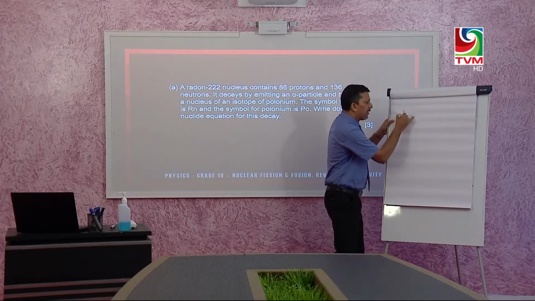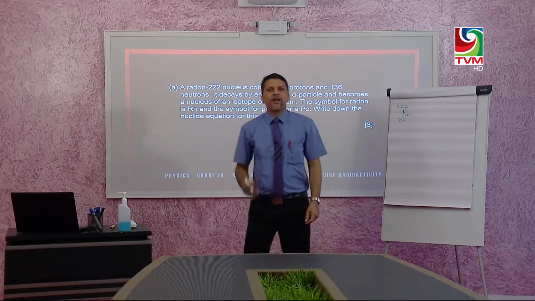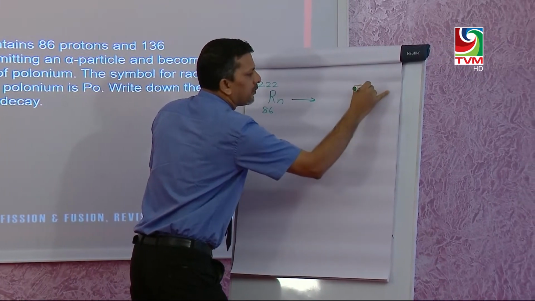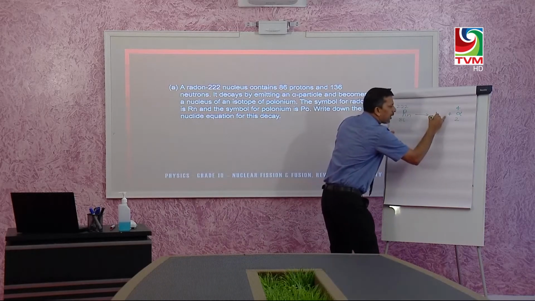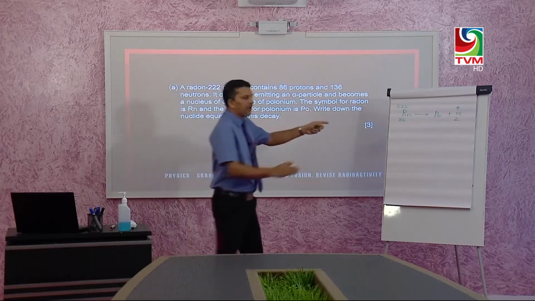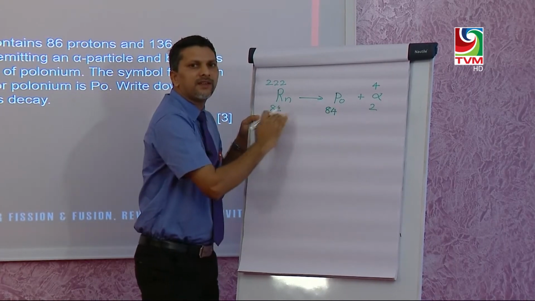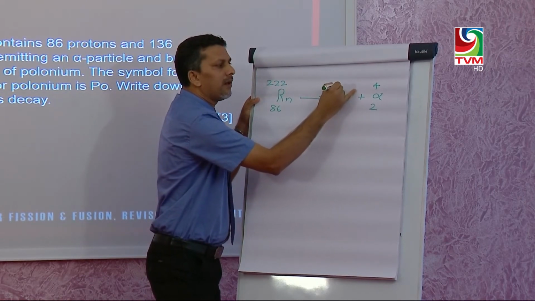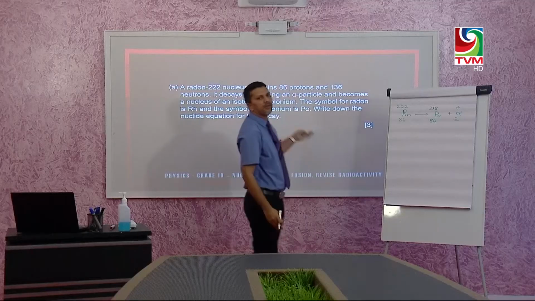So the radon symbol is Rn, with 86 protons and 222 as the nucleon number, and it emits an alpha particle. So the alpha particle emitted is alpha 2, 4. A new element is formed, polonium. What is its atomic number and nucleon number? That means mass number. We know when an alpha decay occurs, the atomic number decreases by 2. So 86 minus 2 is 84, and the mass number decreases by 4. So 222 minus 4 is 218. This is the equation for this alpha decay.